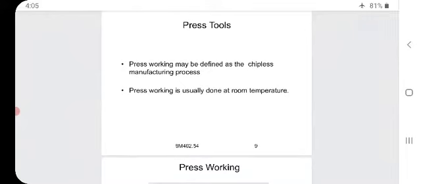Press working may be defined as a chipless manufacturing process. The press working is usually done at room temperature.